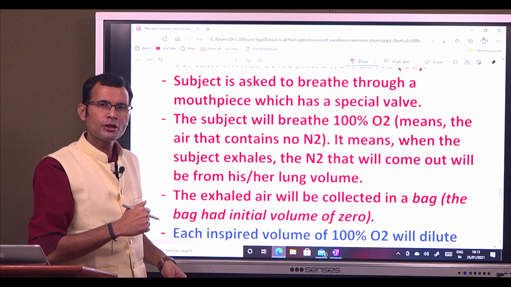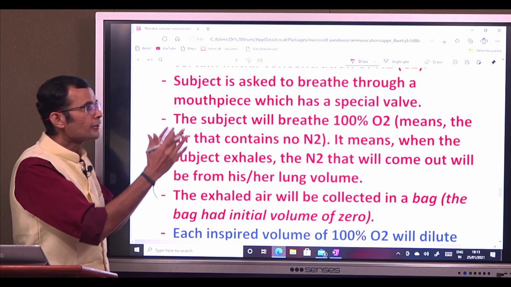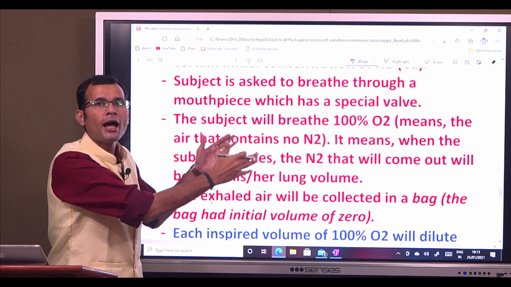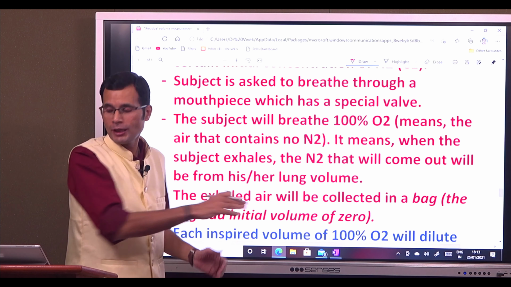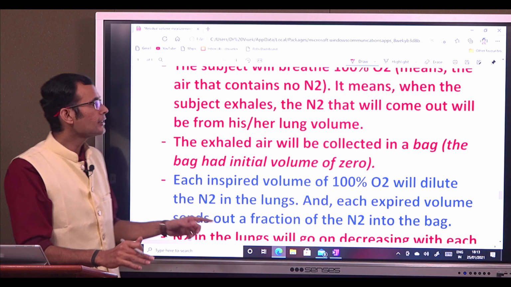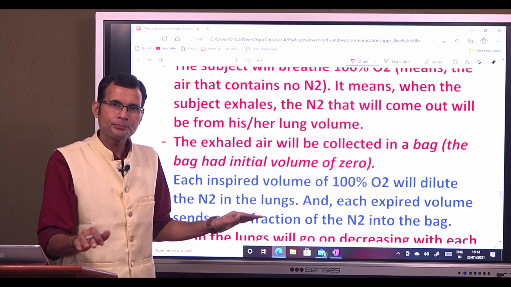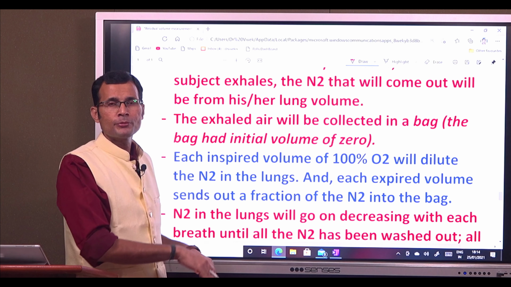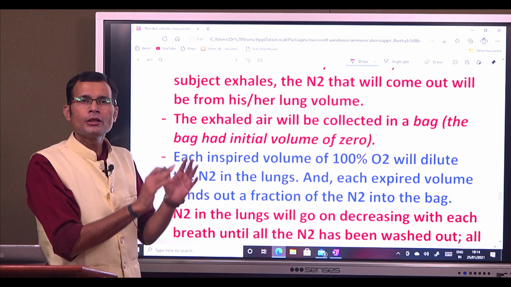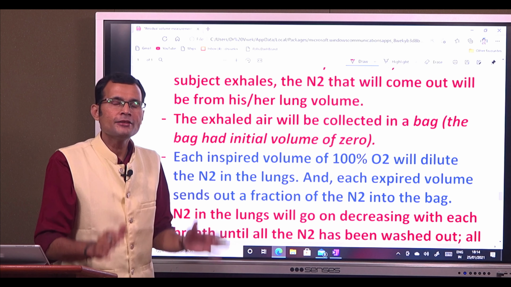Oxygen goes into the lungs and nitrogen from the lungs starts coming out. We will start collecting that nitrogen in a bag. The initial volume of the bag is 0. Now the nitrogen is going and filling into that bag. So when the subject exhales, the nitrogen that comes out will be from his or her lung volume. Clear? Nitrogen was not inhaled by the subject. Nitrogen is not going to come from the blood into the lungs, as I said, and therefore whatever nitrogen is coming out is solely coming from the lungs of the subject.